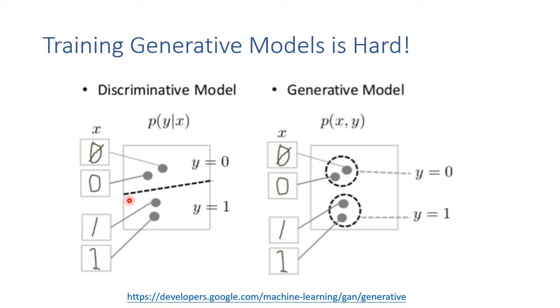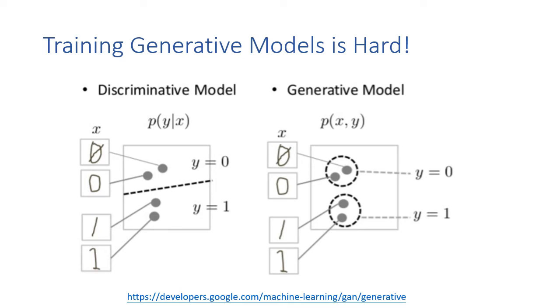So here is an example. Suppose we want to train a classifier that classifies MNIST images. Then we learn a function that can split this vector space. Then the data points in the upper part of the space belong to zero, while the data points below the function are image one, right? But for a generative model, we need to learn the distribution. We need to learn how the zero looks like. So it's equal to learning the data distribution in the vector space. So we need to learn the zero data point distribution, also the one data point distribution. This is much harder than training a classifier.